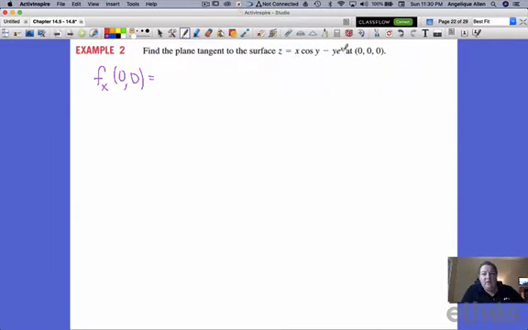So the partial derivative with respect to x is going to be cosine y, and then over here is going to be y e to the x. And then we need to evaluate it at 0, 0. And that's going to be cosine of 0 is 1, minus 0 times e to the 0 is going to be minus 0, so 1. All right, keeping track, making sure I'm getting these right.